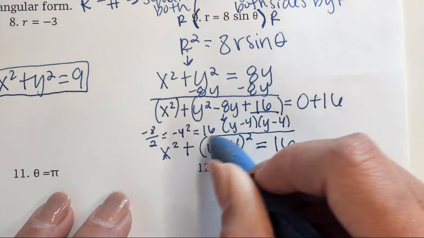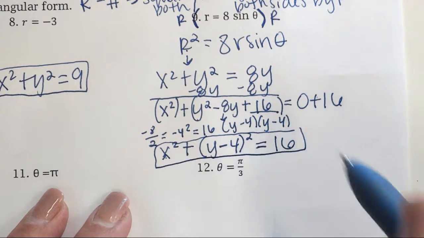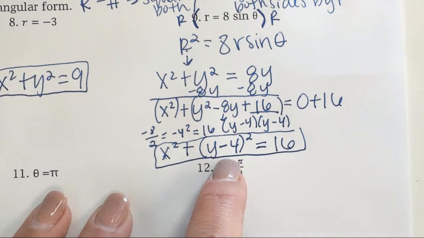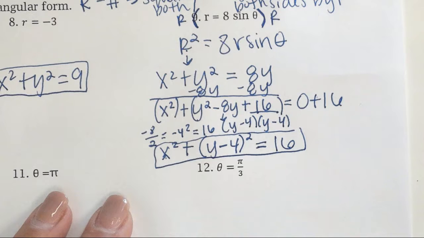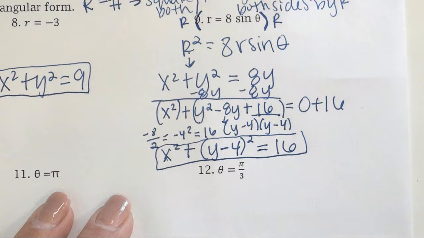Very good. Now this is a circle, right? My center would be at 0, 4. Radius would be 4. Questions on that one? Okay. Let's try one just like it.